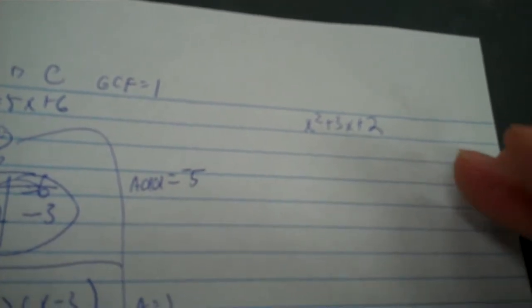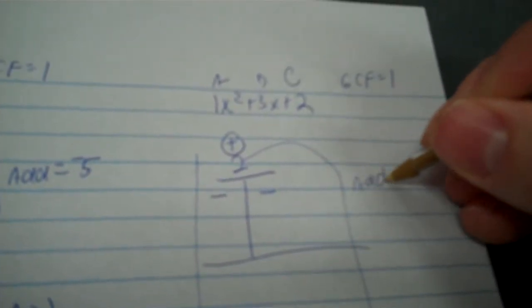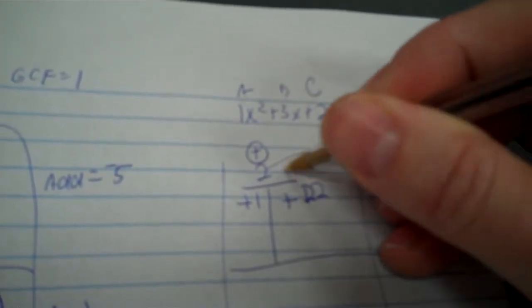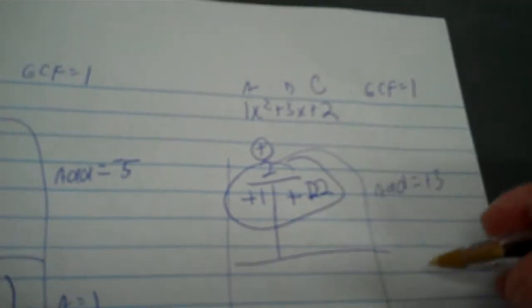Okay, so that's 3 terms. And GCF here would be 1, okay? And then ABC, 1 times 2 is 2, okay? So it's 2, that's a negative times a negative, or it could be positive times positive. We're trying to add to positive 3, so it would probably be a positive times a positive, and 1 and 2 does a trick, 1 plus 2.